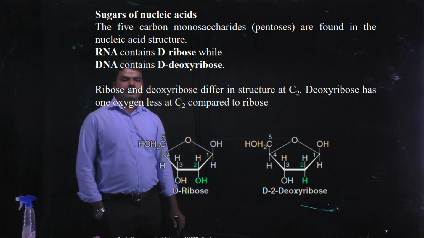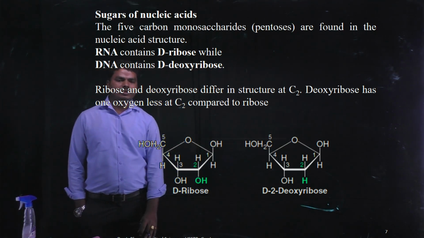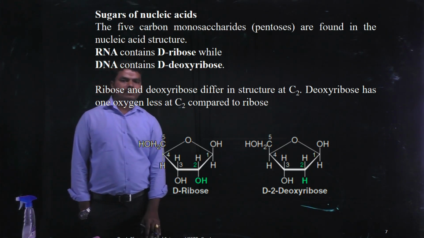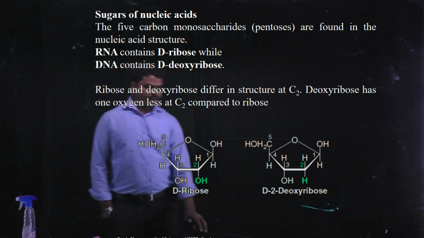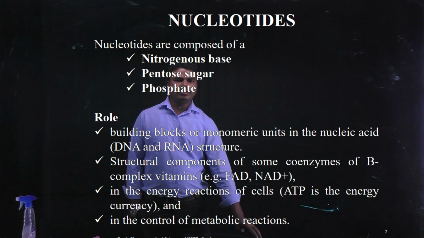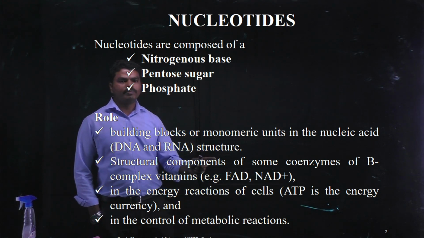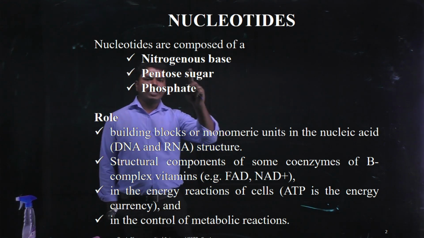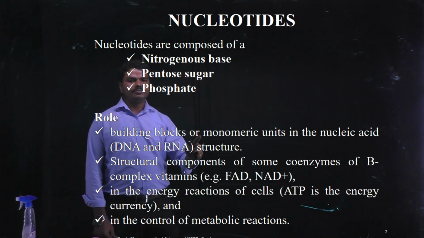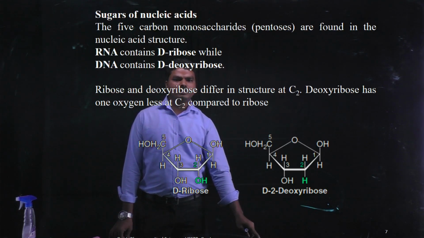Up to now we discussed the bases, the basic molecule present in nucleotides. Next, coming to the sugars of nucleic acids. We already know that nucleotides are composed of a nitrogenous base, pentose sugar and phosphate. We already discussed the nitrogenous bases. There are two types, purines and pyrimidines. And coming to the sugars, there are pentose sugars.